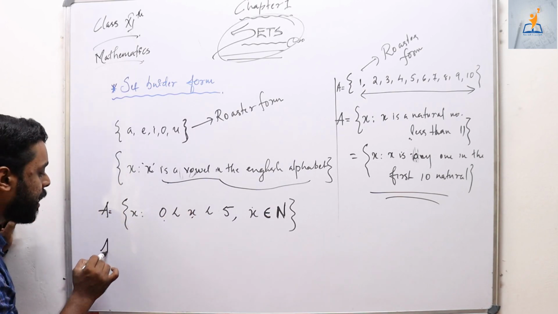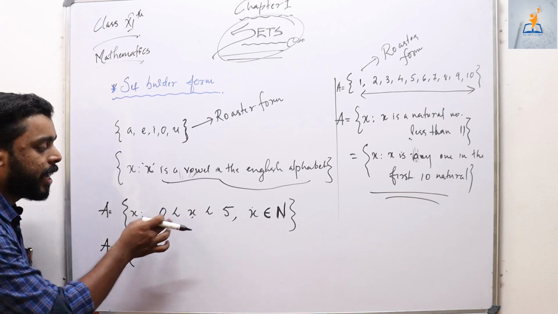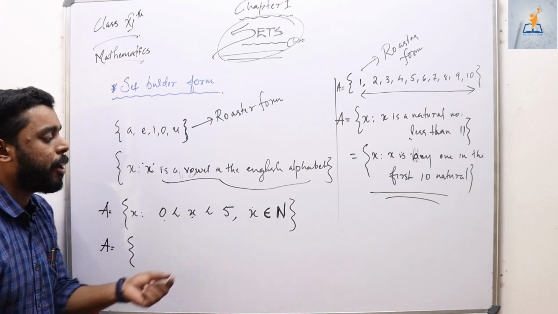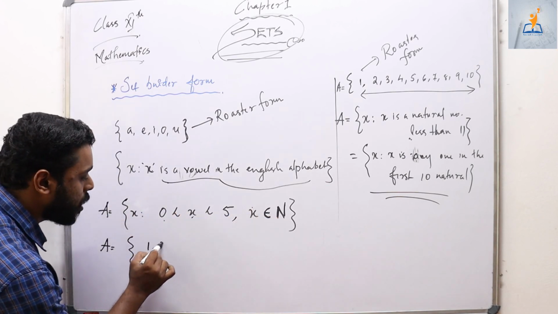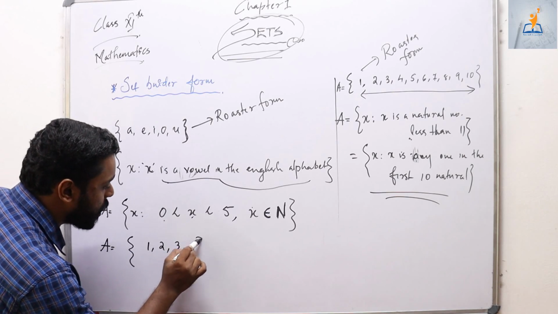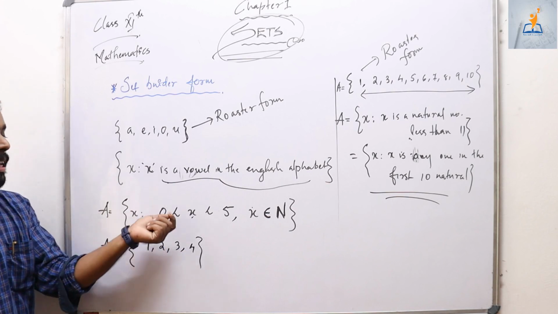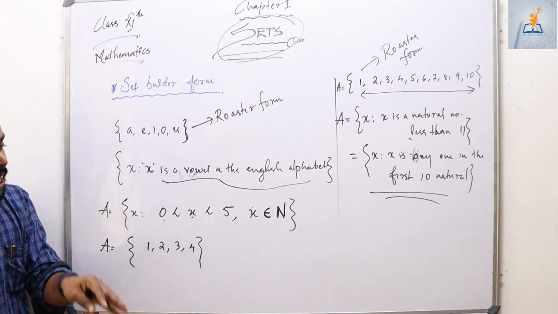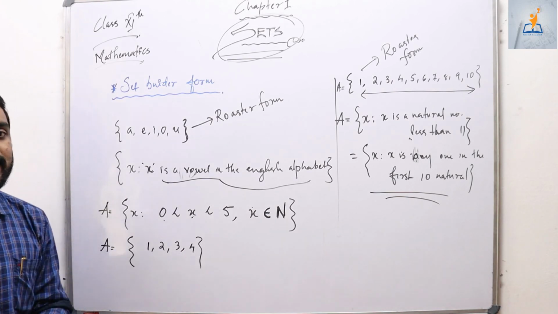Now we can easily represent it in the roster form also. What is the property satisfied here? 0 less than x less than 5 and x must be a natural number. Which are the natural numbers there? 1, 2, 3, 4. See, this is the roster form representation of the same set. So we can represent a set either in the roster form or in the set builder form.